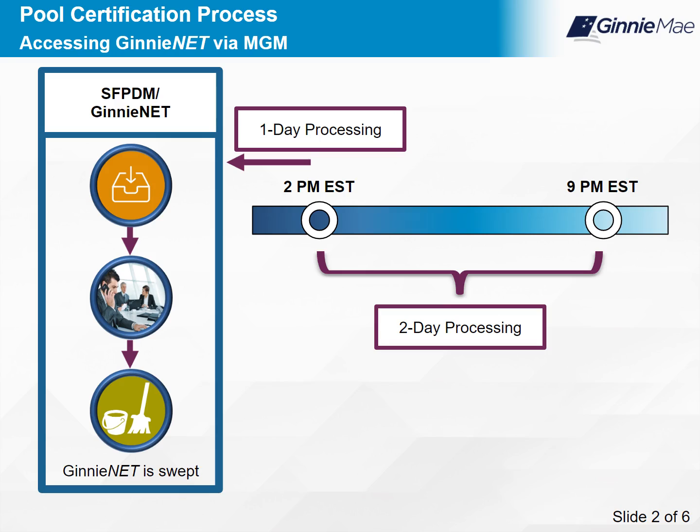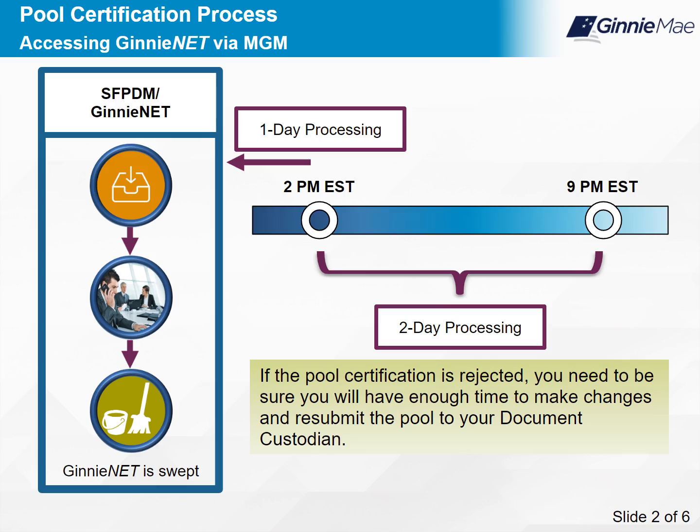It's important to keep in mind how your delivery is set up. If the pool certification is rejected, you need to be sure you will have enough time to make changes and resubmit the pool to your document custodian. It is acceptable to communicate with your document custodian after submission to confirm processing has begun. Please select Next to continue.